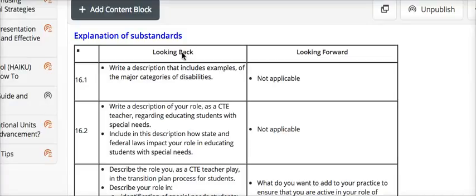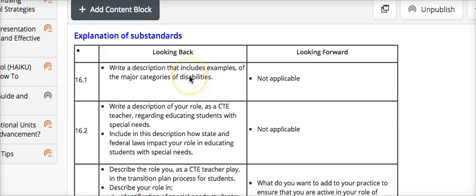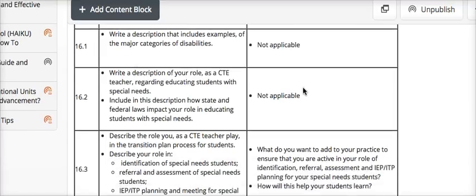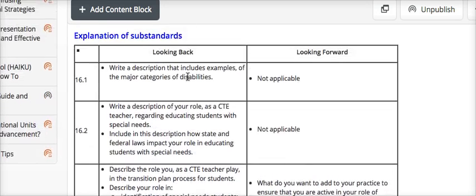But suppose you said, that's not really what I want to choose. You could choose 16.2. But notice this is sort of a fact. And so looking forward, it's like, well, how would I add more facts to my practice? That doesn't really work for looking forward. So you may want to pick a different standard, say 16.3, say you want to do a looking back.